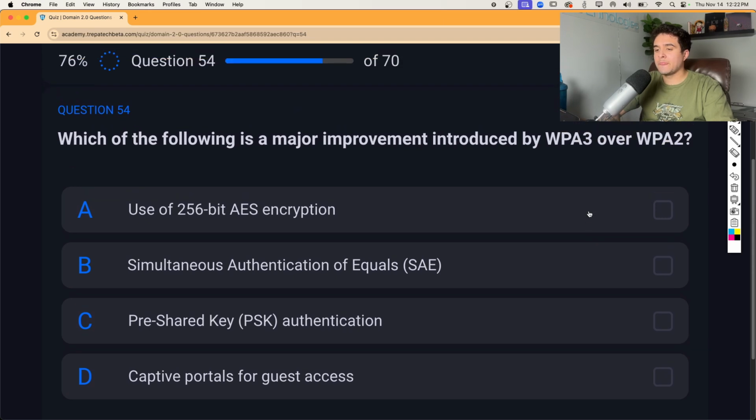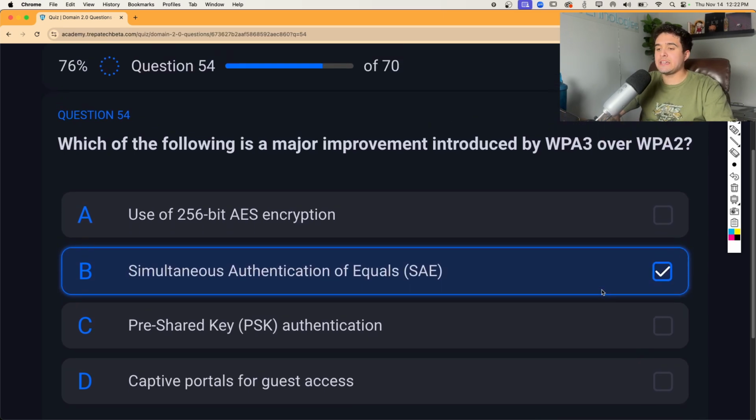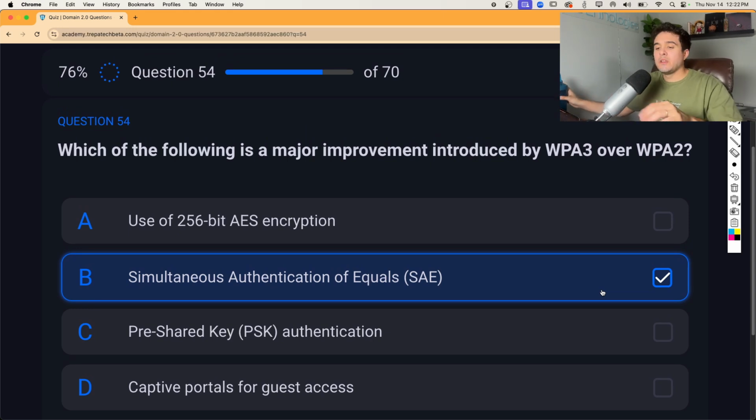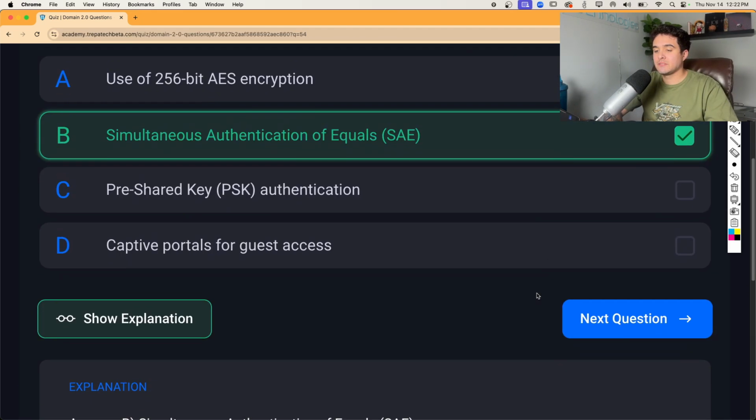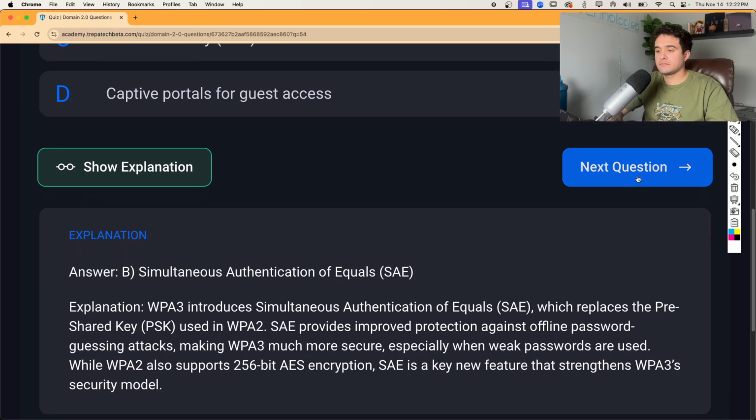Question 54. Which of the following is a major improvement introduced by WPA3 over WPA2? So it's A and B, but what they're looking for is B. I think the most correct answer here is B. Simultaneous authentication of equals was introduced in WPA3 for PSK. Pause the video if you'd like to read the explanation.